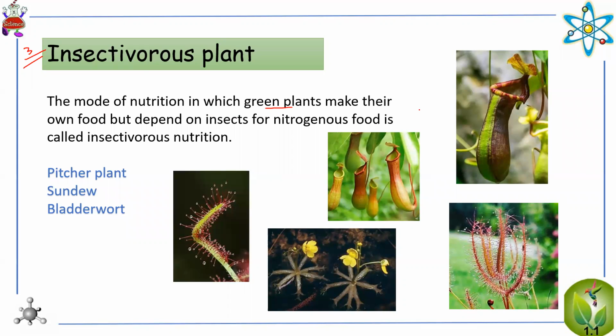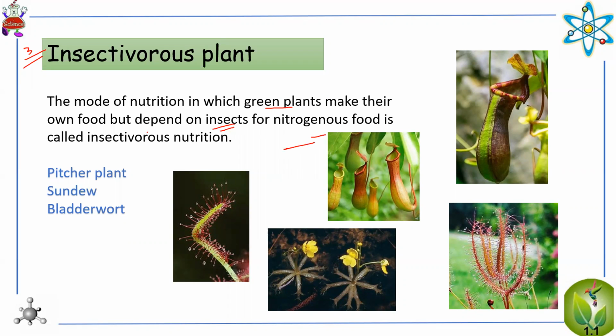they can prepare their own food. Same as partial parasites, they can prepare their own food, but the nutrients are required, and for their nutrition, who gives the nutrition? Insects give them the nutrition. So the mode of nutrition in which the green plants make their own food but depend on insects for nitrogenous food.